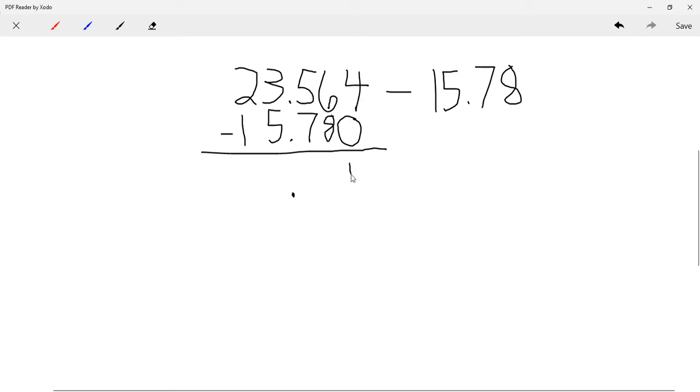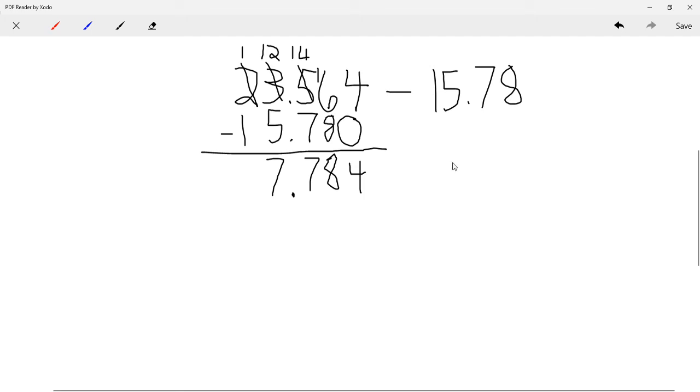So 4 minus 0 is 4. 6 minus 8, I can't do that, so I have to borrow. This turns into a 4. 16 minus 8 is 8. 4 minus 7, can't do that. This is a 2. 14 minus 7 is 7. 2 minus 5, I can't do that, so I borrow. 12 minus 5 is 7. 1 minus 1 is 1. So this is 7 and 784 thousandths.